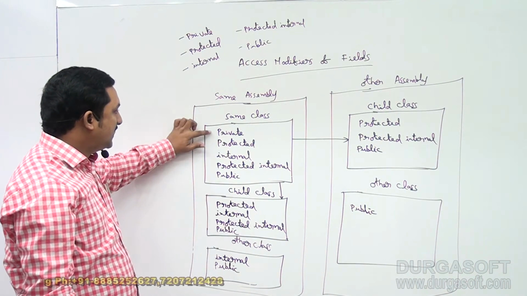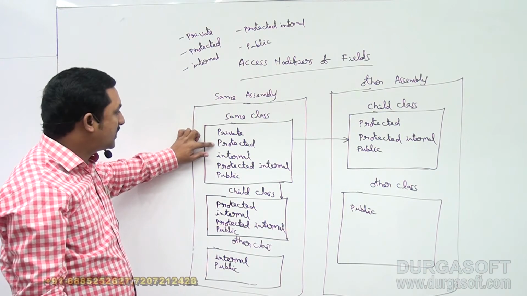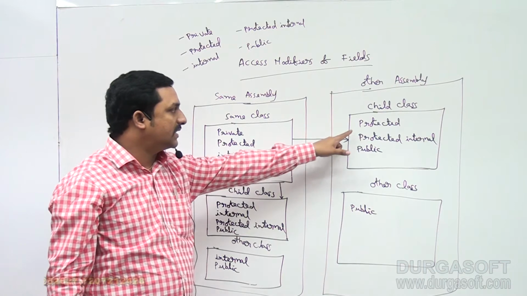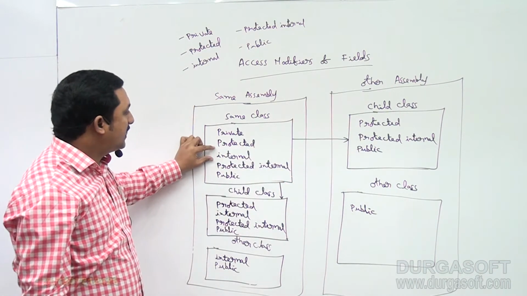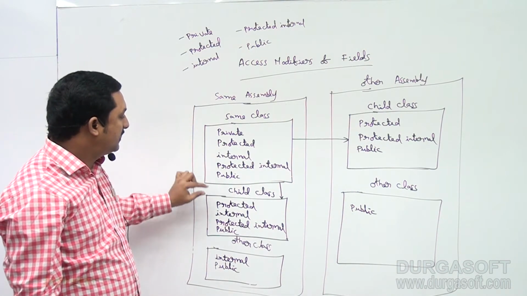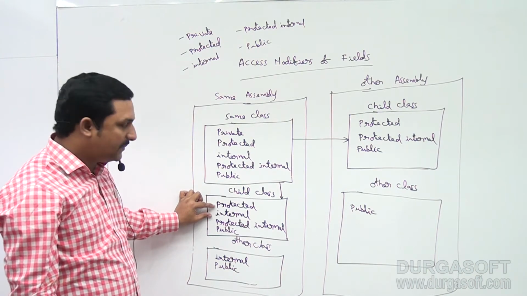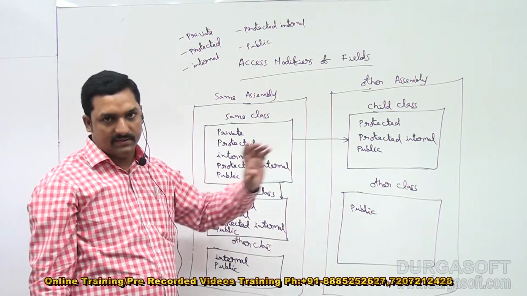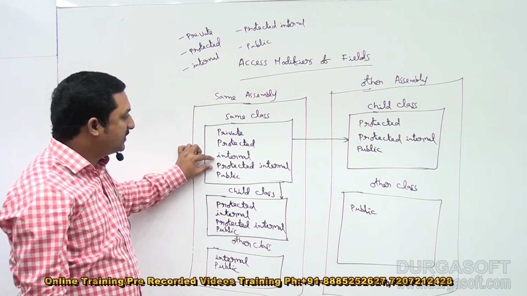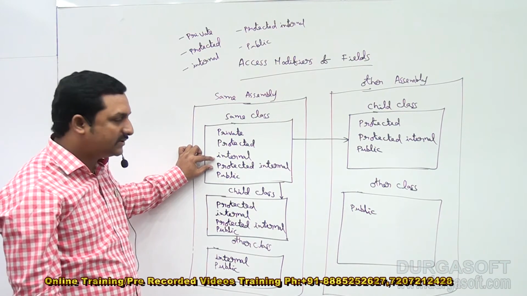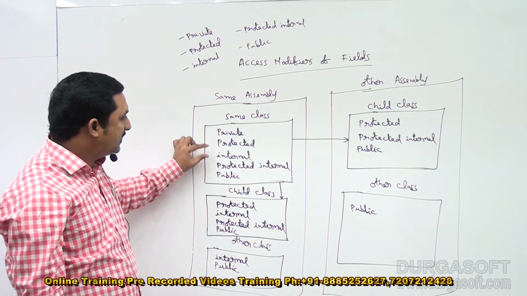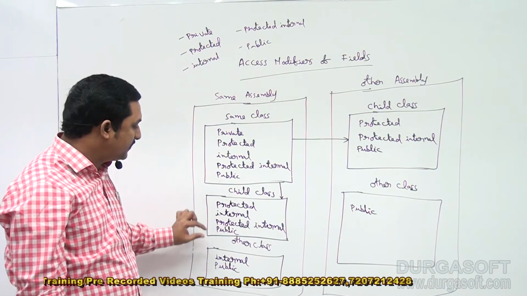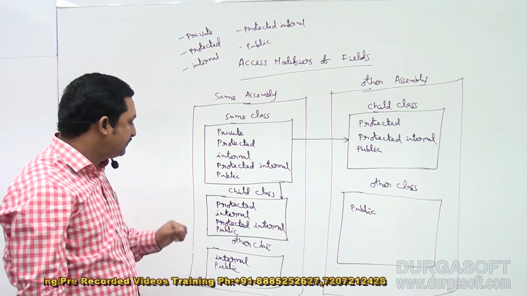Okay, private is accessible in the same class. Protected is accessible in the same class plus child class at the same assembly, and child class at other assembly. Internal is accessible in the same class, in the child class at the same assembly, other class at the same assembly, but not in other assemblies. Protected internal is a union of both protected plus internal.